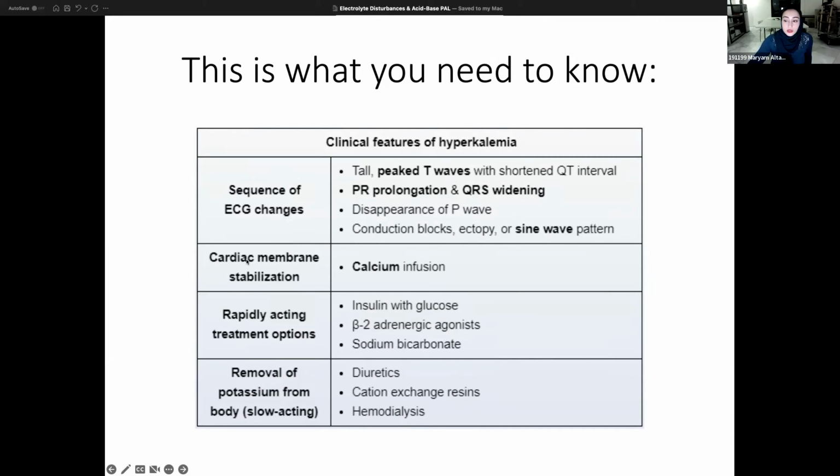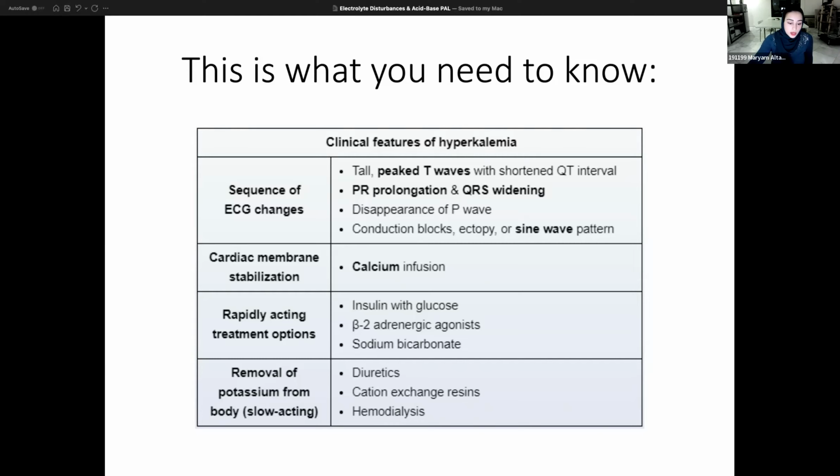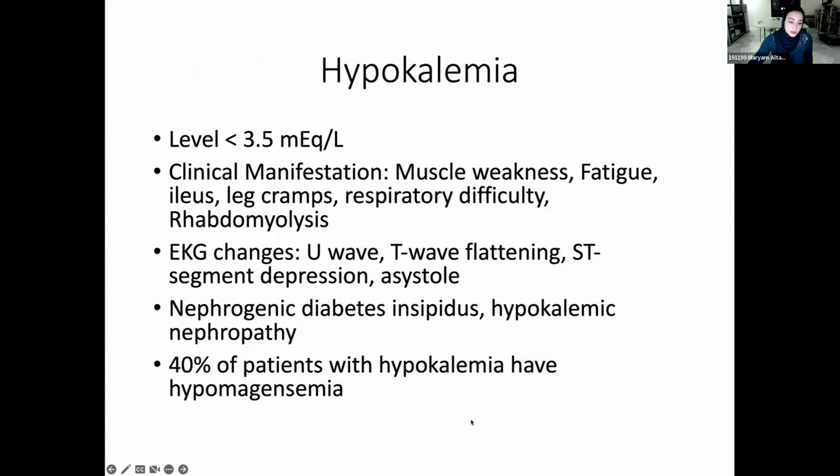So what you do first is you give calcium gluconate, stabilize the heart, and then you can do rapidly acting treatments like insulin with dextrose. You can give beta-2 agonists like albuterol, and you can give sodium bicarb. Okay, so last resort is removing potassium from the body. So diuretics, cation exchange resins, and hemodialysis. That's what we said. I just found it in a beautiful table from UWorld.